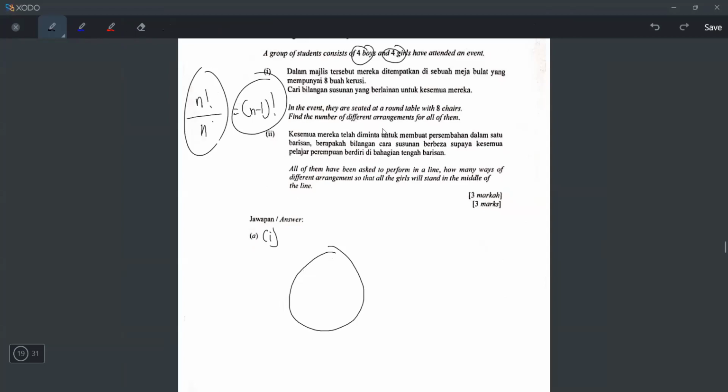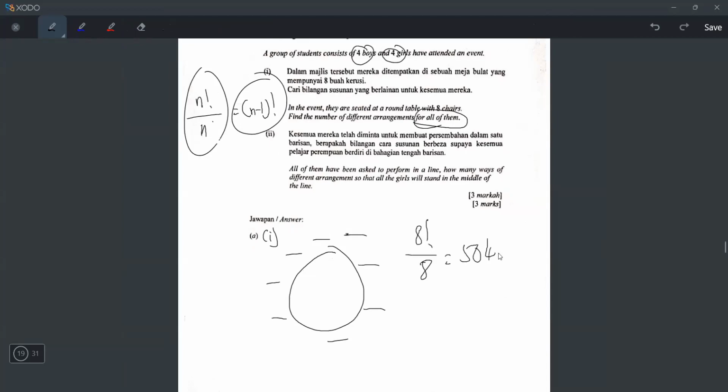Okay, yeah. This is the formula you use. In the event they are seated at 8 chairs, so 1, 2, 3, 4, 5, 6, 7, 8. So there's 8 chairs. Find the number of different arrangements for all of them. So there's no restriction, boys can sit together, girls can sit together, mixed also can, anything can. Meaning 8 factorial divide 8.